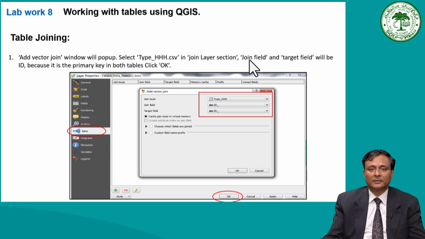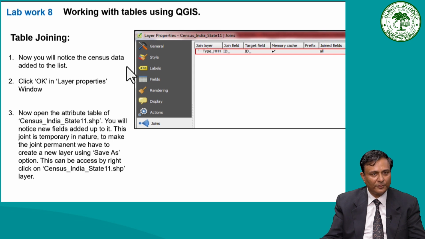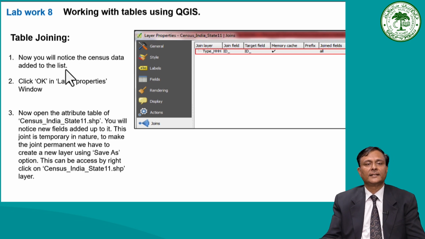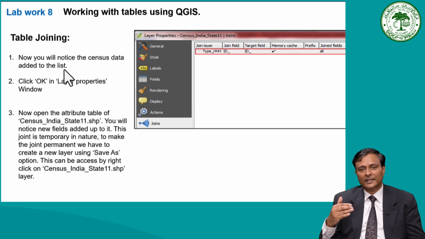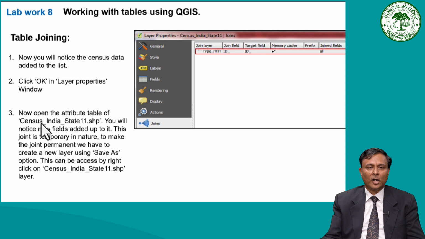There you need to select the join field and the target field. The target field will be the ID, because it is the primary key for both the tables, which we learned in our previous session also, and then click OK. Now you will notice that the census data is added to the list. This you have already done, but this is another way of joining the table. Click OK on the Layer Properties window. Now open the attribute table of Census India state. You will notice that a new field has been added to it.